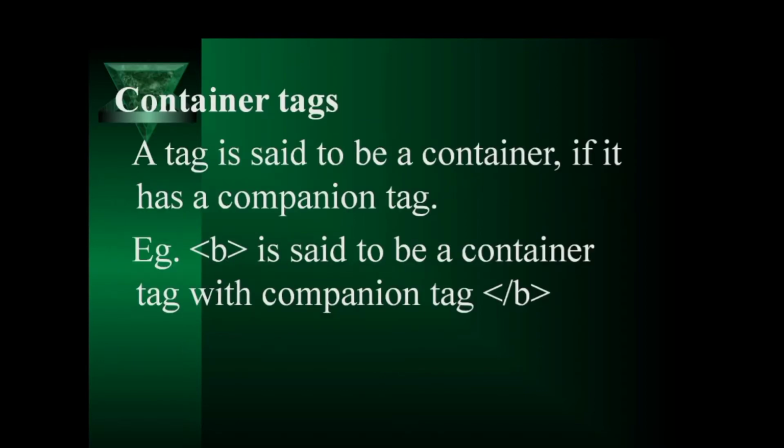Here we will look at the container tag. A tag is said to be a container tag if it has a companion tag, meaning the tag has both an opening and a closing tag. Here you have seen the example. This one is for bold, and every tag is enclosed within angular brackets. So B is said to be a container tag with its companion tag, the closing B. Every closing tag needs a slash symbol.